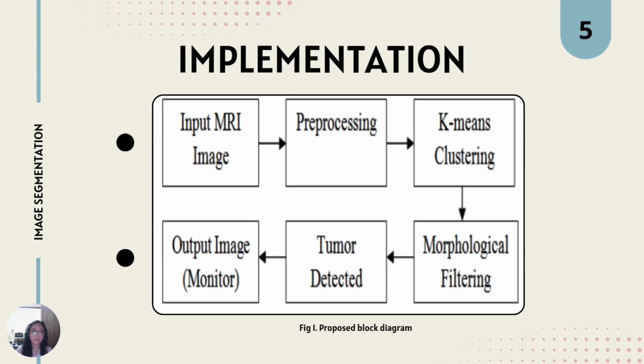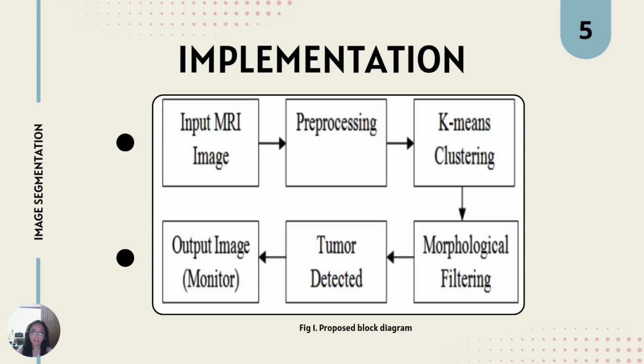For the implementation, they have proposed a block diagram. In figure 1, the first step is to choose an input MRI image. The second is the pre-processing stage, which converts MRI images to grayscale and removes the noise using a median filter.